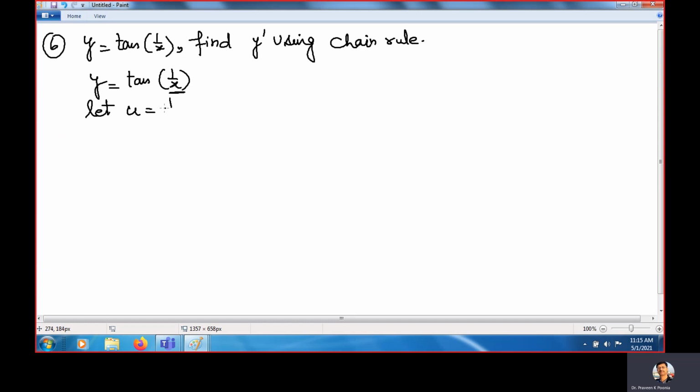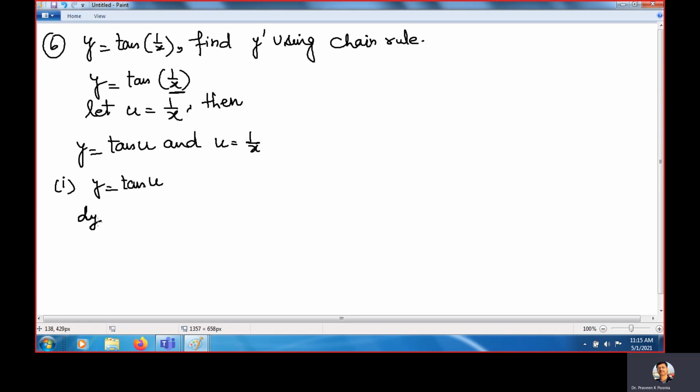So let u is equal to 1 upon x. Clear? Then how can you write the problem? Then y is equal to tan u, because 1 upon x is u, and u is equal to 1 upon x. Clear? So y is equal to tan u, and dy by du. What is the differential of tan u? It is sec square u. Number 2, du upon dx. It is 1 upon x, and 1 upon x means x power minus 1.